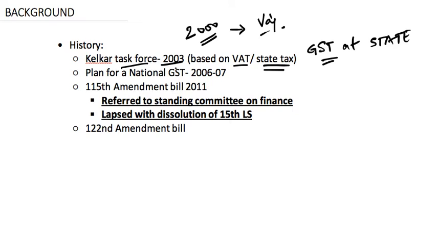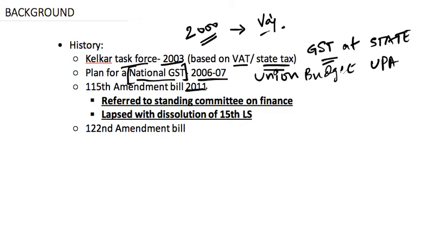In 2006-7, a plan for national GST was released in the Union Budget by the UPA government. This is why the UPA government claims that GST is their idea, because the GST at national level was first released by their government.